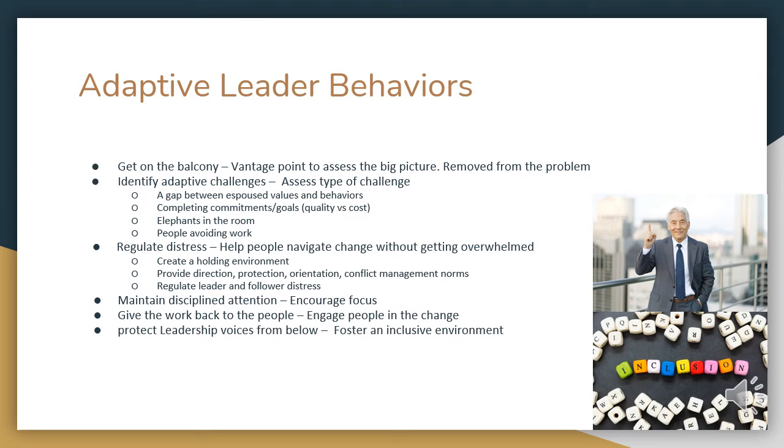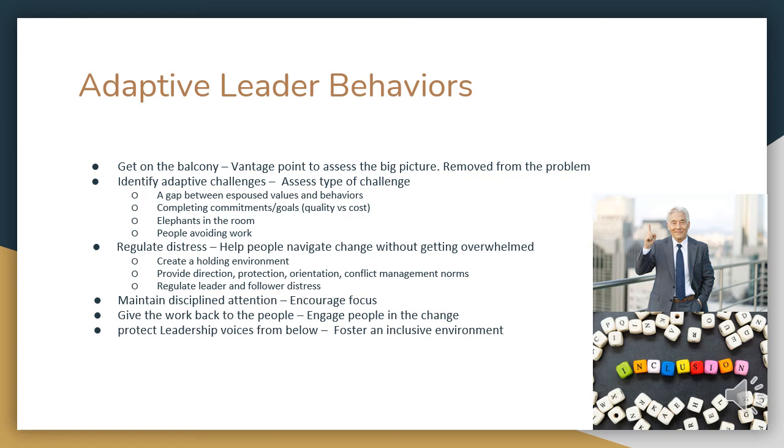Second, identify adaptive challenges. This is to figure out if it's a technical challenge or an adaptive challenge. Northouse talks about 4 adaptive challenges. The first, a gap between espoused values and behaviors. Completing commitments slash goals. So this is more of a quality versus cost. Elephants in the room. This is where people shy away from talking about the problems that they don't really feel comfortable talking about, and people avoiding work altogether.